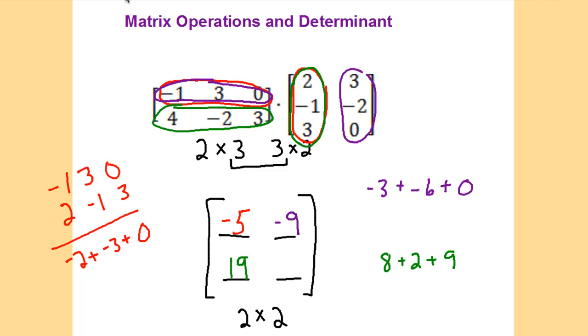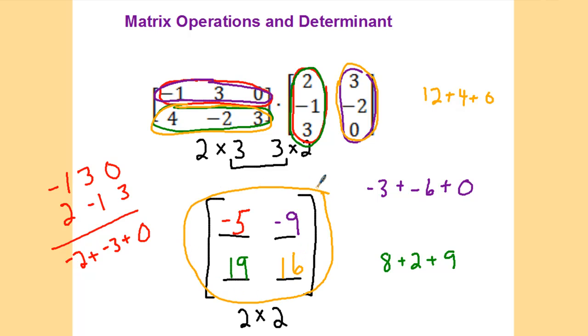Okay, and finally, let's take another color. Let's use orange. Okay, so we have this row and this column. And we're going to get 4 times 3, which is 12. And then -2 times -2 is 4. And then finally 3 times 0 is 0. And we get 16. So here's our answer.